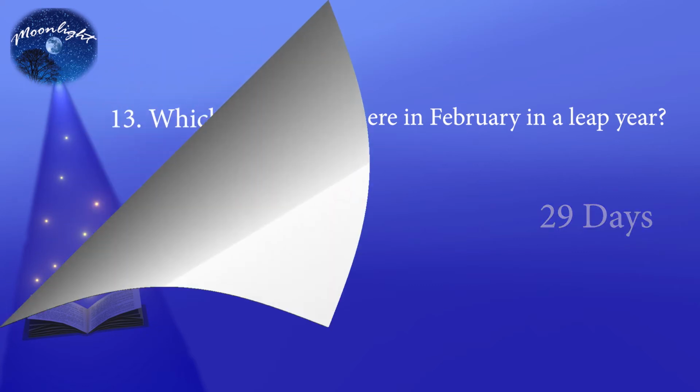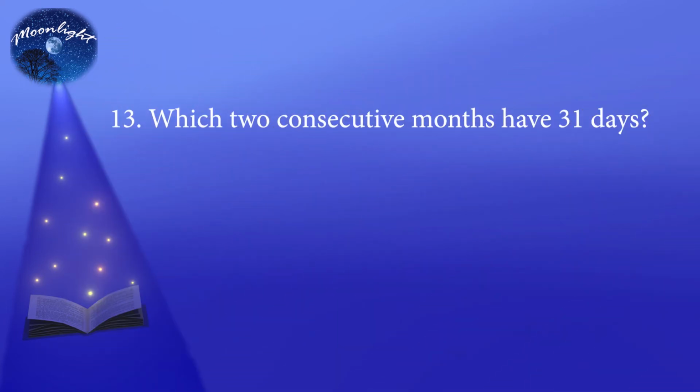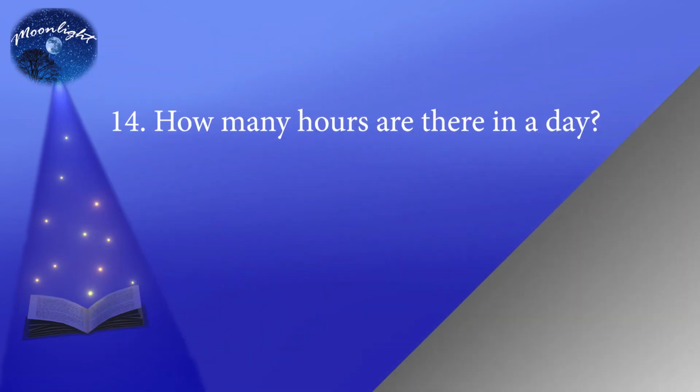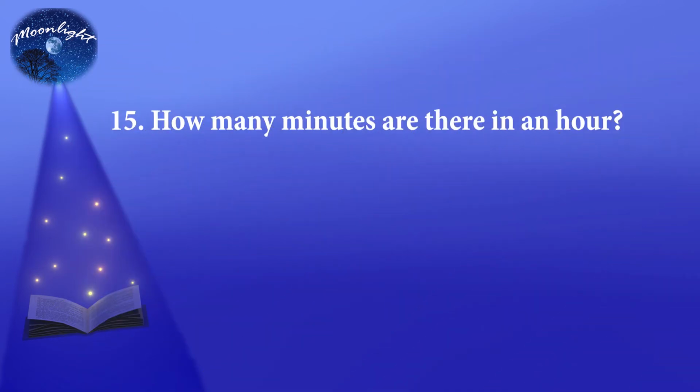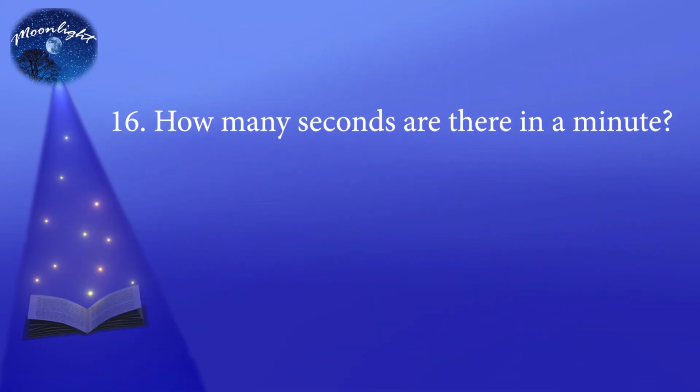29 days. Which two consecutive months have 31 days? July, August. How many hours are there in a day? 24 hours. How many minutes are there in an hour? 60 minutes. How many seconds are there in a minute?